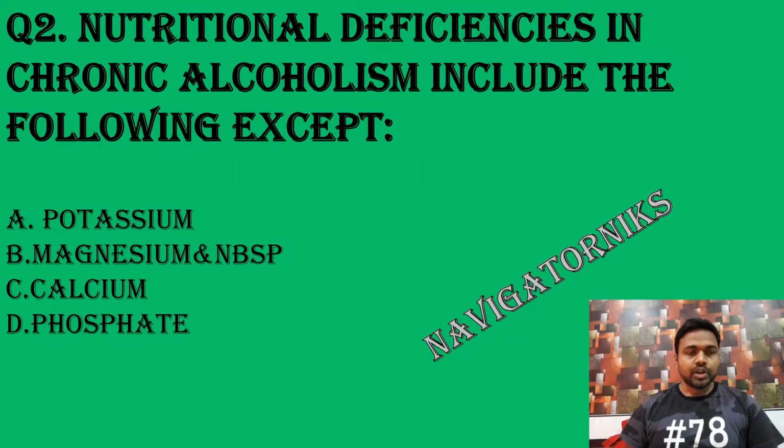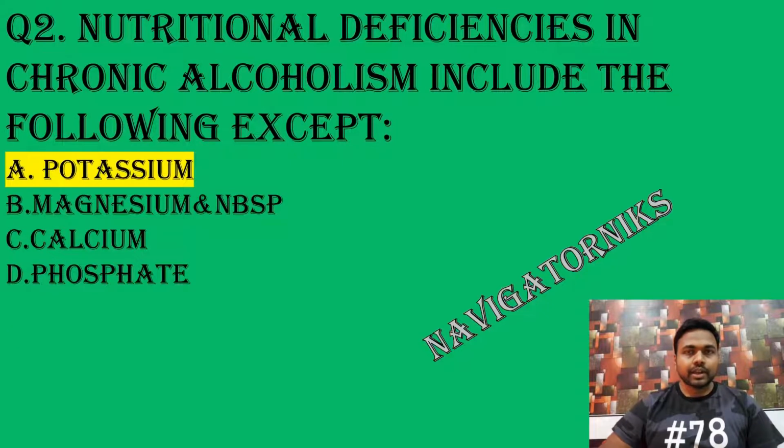Number 2. Nutritional deficiencies in chronic alcoholism include the following except option A potassium, B magnesium, C calcium, D phosphate. And the correct option is A potassium.